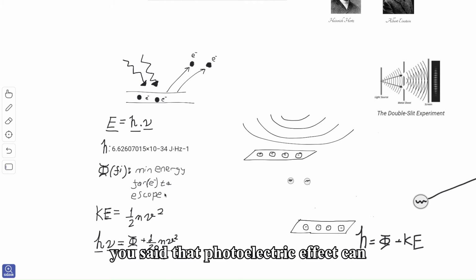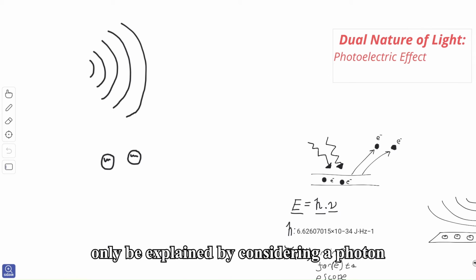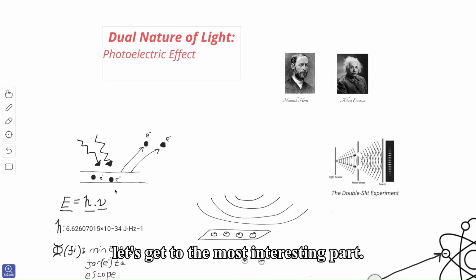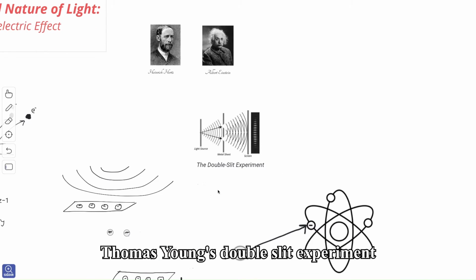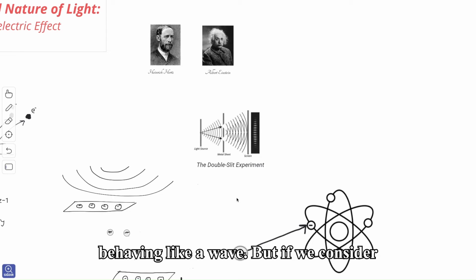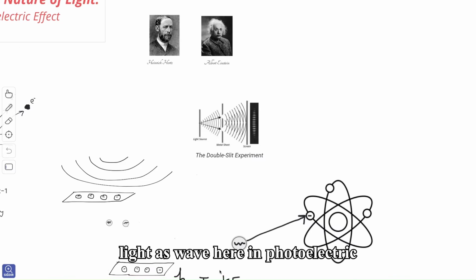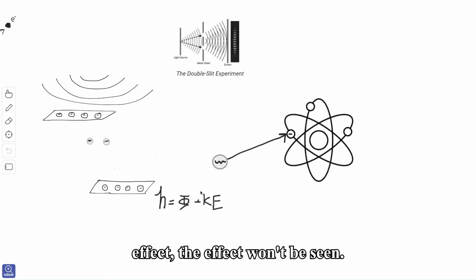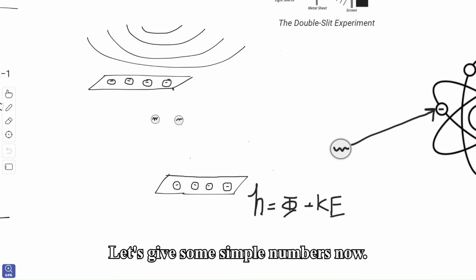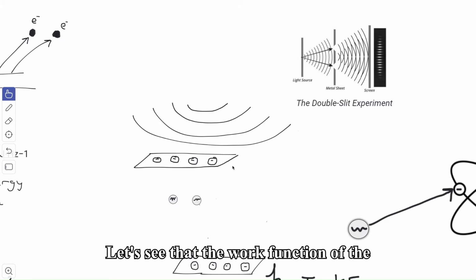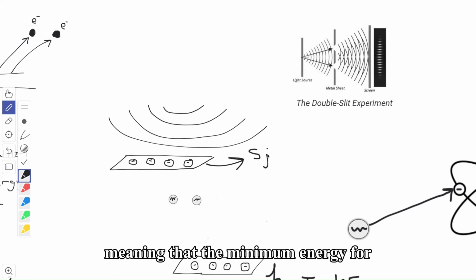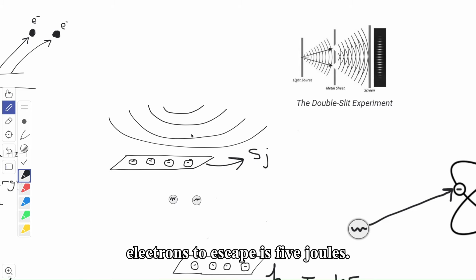But you may ask, you said that the photoelectric effect can only be explained by considering a photon a particle. You're correct. Now let's get to the most interesting part. Thomas Young's double slit experiment made us believe that light only behaves like a wave. But if we consider light as a wave here in the photoelectric effect, the effect won't be seen. Let's give some simple numbers. Let's say that the work function of the metal is 5 joules, meaning that the minimum energy for electrons to escape is 5 joules.